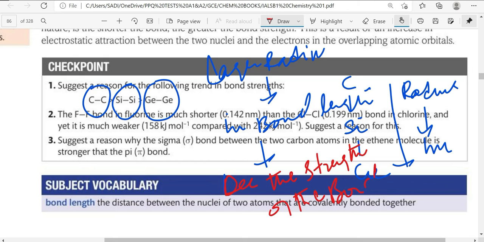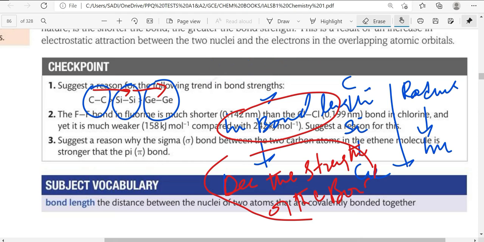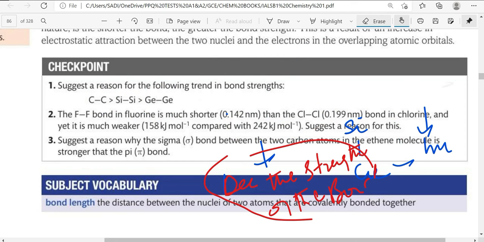Got the points? When I'm moving from carbon to silicon to germanium, actually I'm moving down the group. So down the group, the size or the radius is increasing, which is increasing the bond length and decreasing the strength of the bond. So less amount of energy is needed to break this bond then. Are we clear? Yes, sir. Okay.